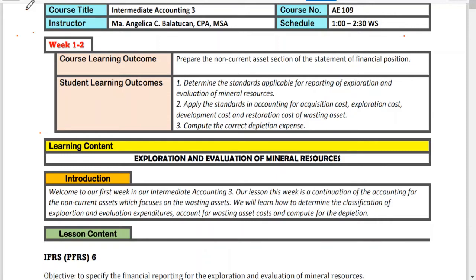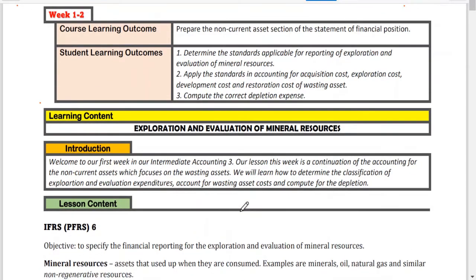For today, our lesson is all about the exploration and evaluation of mineral resources. Our lesson this week is a continuation of the accounting for the non-current assets, which focuses now on the wasting assets. We will learn how to determine the classification of exploration and evaluation expenditures, account for the wasting asset costs, and compute for the depletion.